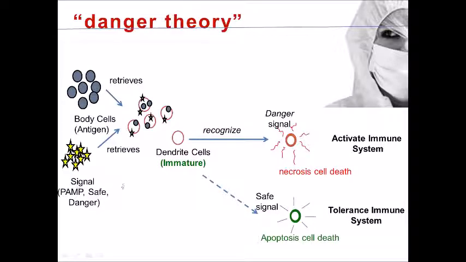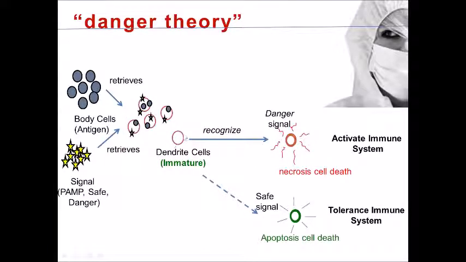So we have three types of signal: PAMP signal, safe signal, and the danger signal. This is carried by each body cell. So this signal will determine, like a medical report of this body cell, whether it will die as necrosis cell death or apoptosis. So during the maturing process, the dendritic cell will retrieve both the body cell and also the safe cell. So it will recognize, then it will continue with the process.